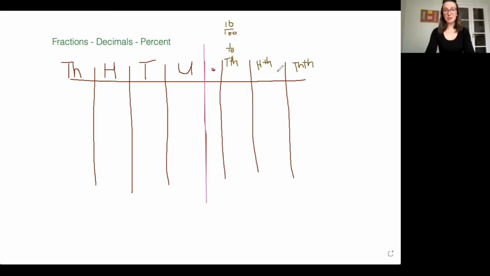Looking at the hundredths column, we know that that would be 1 out of 100. And then in the thousandths, you guessed it, 1 out of 1,000. Now, already we have made the connection between decimals and fractions.